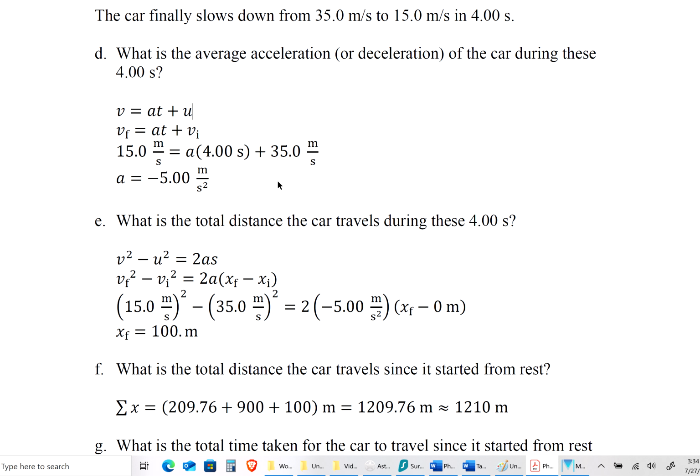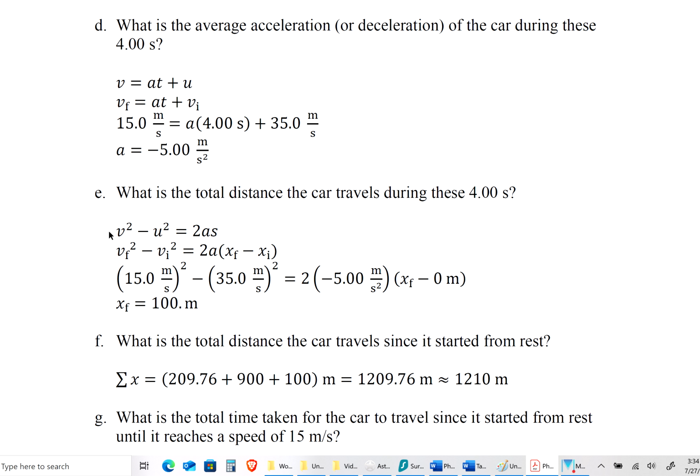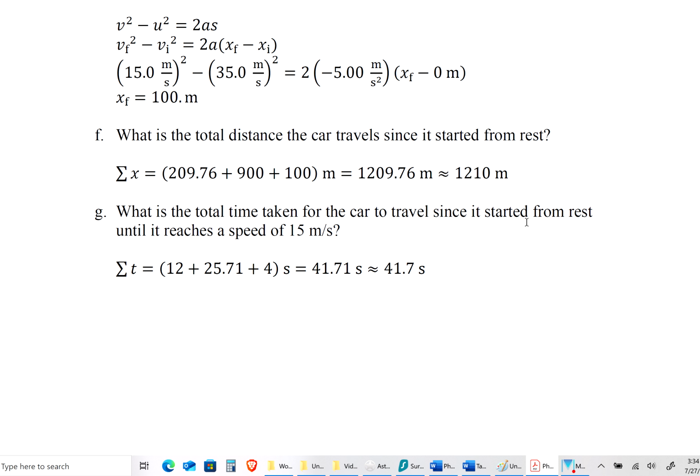Part E, what is the total distance the car travels during these 4 seconds? So U is initial velocity, V is final velocity, A is acceleration, S is change in displacement. S is equal to S final minus S initial. Solve for X final. Part F, what is the total distance the car travels since it started from rest? So you could just read the problem and look at some of the solutions to obtain 10 meters.